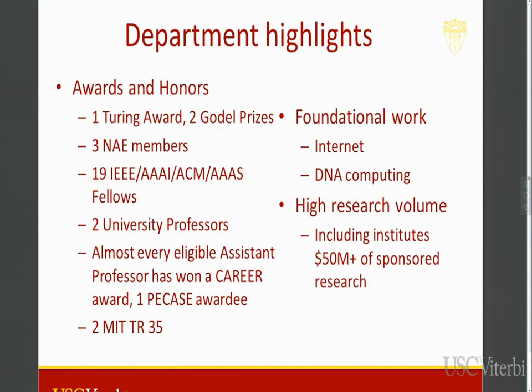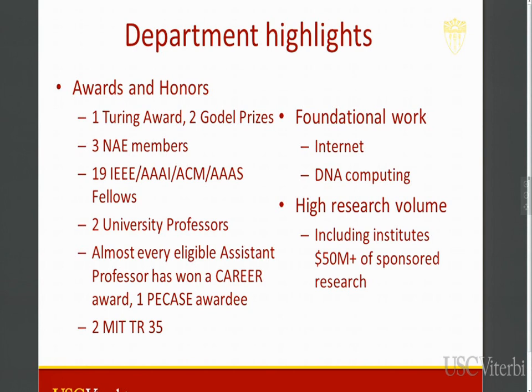I'll skip to the next slide. A little bit about the department. Several of the faculty in the department are very eminent in their own fields. We have one Turing Award winner in the faculty, Professor Len Edelman. We have another faculty member who's won the Gödel Prize twice, Professor Shanghua Teng. We have 3 members of the National Academy of Engineering.